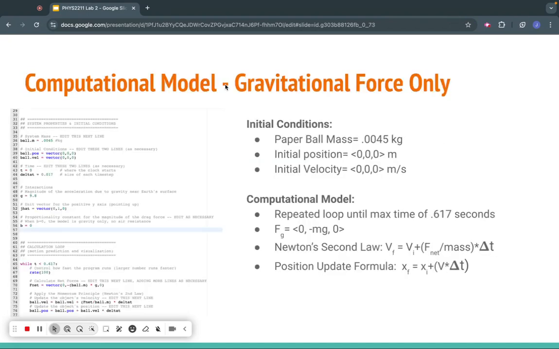In my computational model that only considered gravitational force, I set the initial conditions to be the mass of the ball of 0.0045 kilograms. The initial position was 0 because, as shown in the tracker video, I made the origin on the axis set to the initial position of the ball, and the initial velocity was also 0 because it was falling from rest. I repeated the while loop until the max time of 0.61 seconds, which was the length of my video. The force of gravity is 0 in both the x and z directions, and then negative mass times the gravitational constant in the y direction.